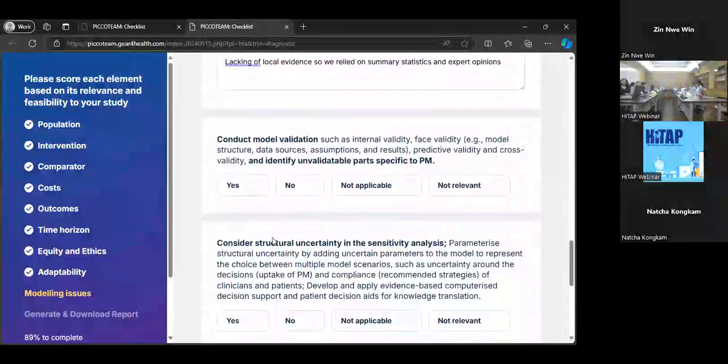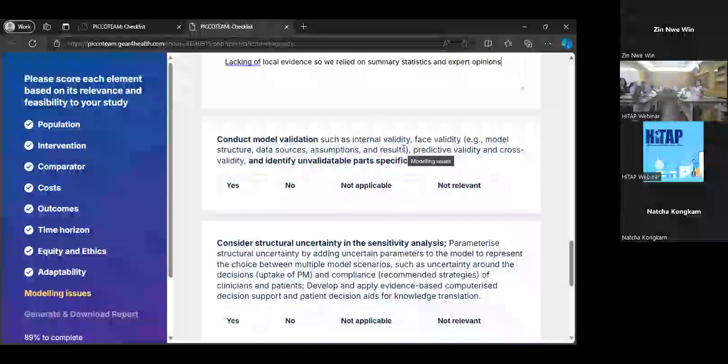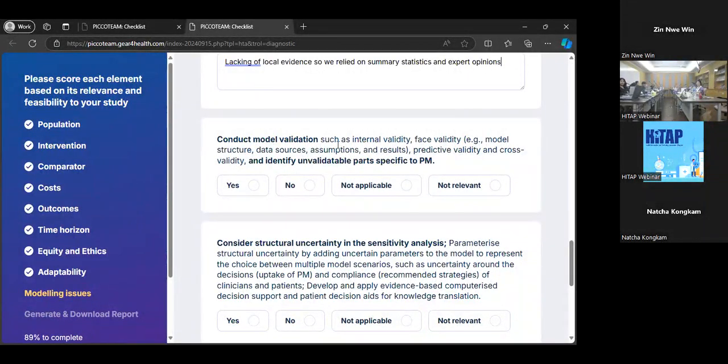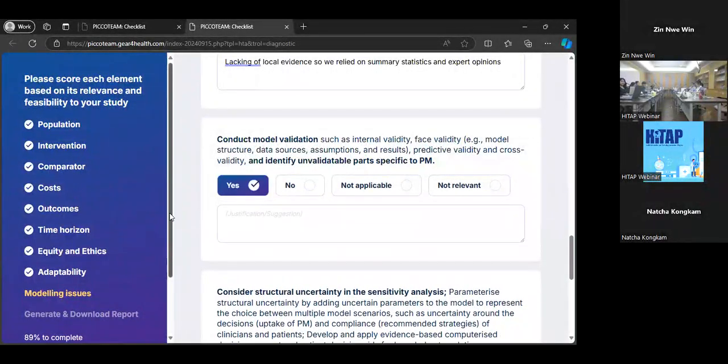And then for the model, just like other economic models, it will be encouraged to conduct model validation, such as internal validity and face validity, which is to invite other researchers who have not been involved in the study to separately validate whether this model, the structure, the data, assumptions, and results are all correct. So we plan to do that by inviting a foreign researcher, Dr. Paul, to help us with that.